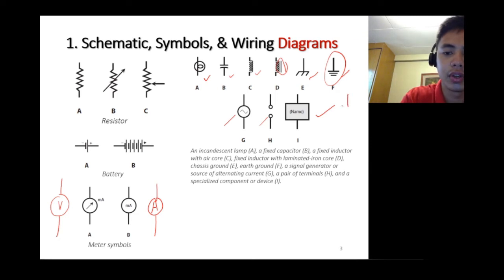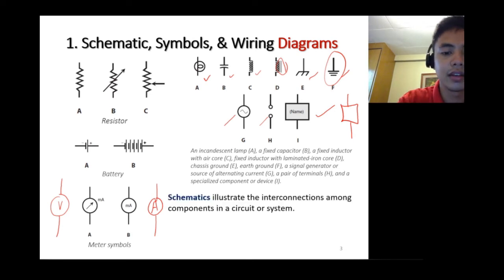Sometimes we represent this as a load, or just simply a box or rectangular box, and then you simply write the name. Sometimes the label is a resistor or maybe a load, or something like a device. So anyway, these are the symbols that you can find in the wiring diagrams. We'll talk about wiring diagrams next.